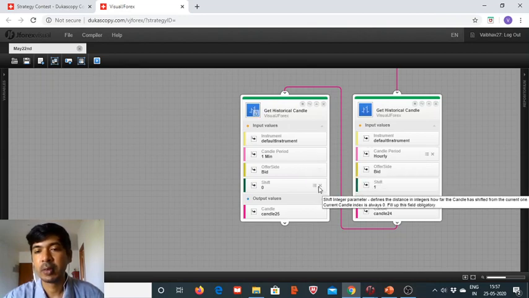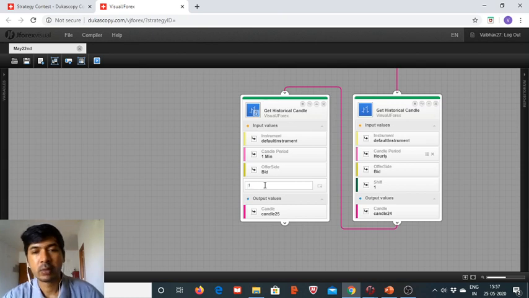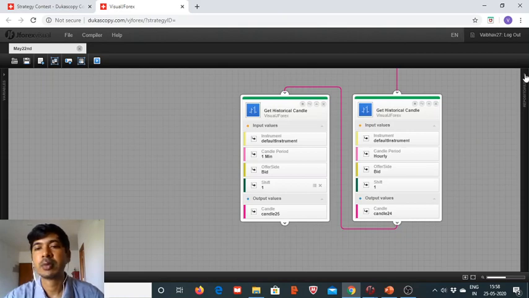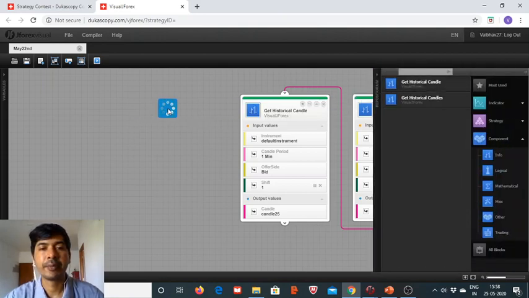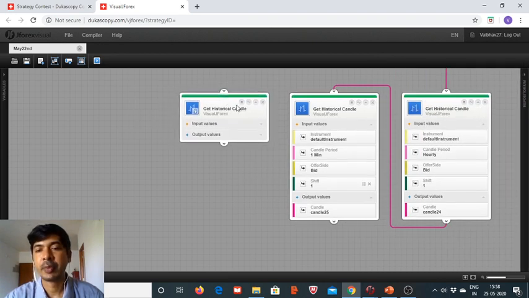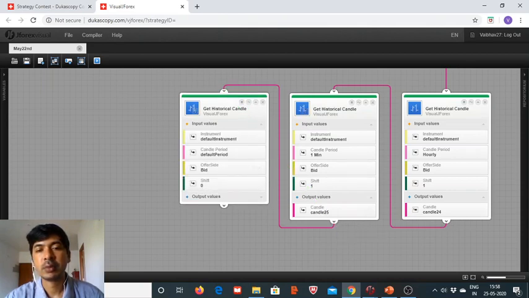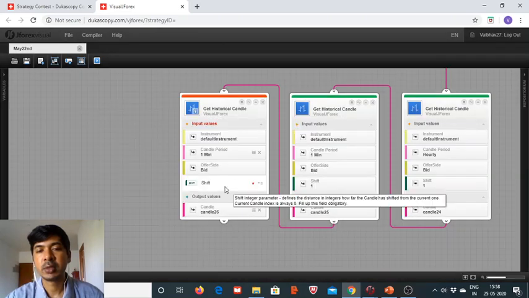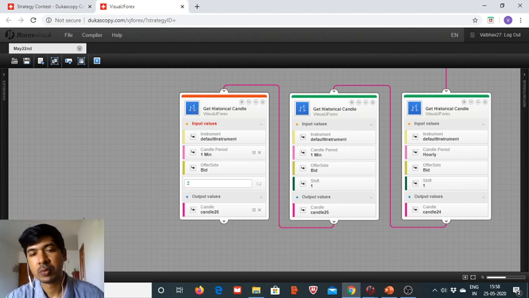Shift will be 1, candle 25, and we get one more, and this will be shift 2, one minute here as well, bid, and this will be shift 2.